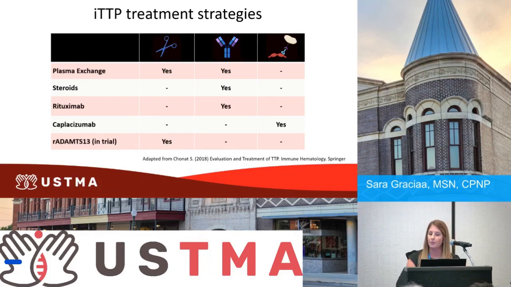Now, recombinant ADAMTS13 is currently FDA approved for congenital TTP. It's in trial for immune TTP. The preliminary data is very promising, but it's not currently considered standard of care.